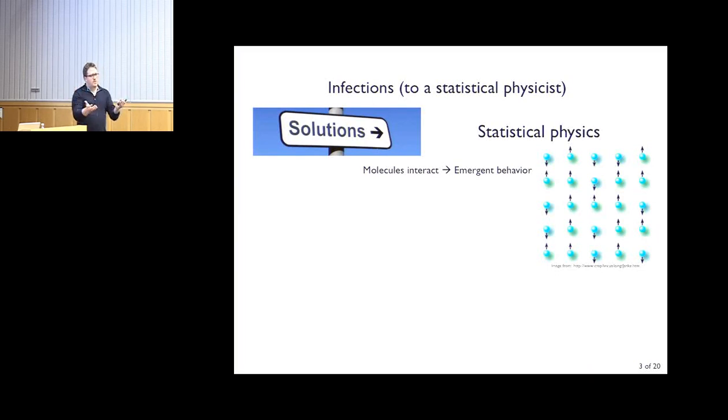When you put them all together, the behavior of the system as a whole is often very counterintuitive. It doesn't necessarily reflect the individual molecular or specific mechanisms at the microscopic level. You can see this emergent behavior, as it's called. I call it statistical physics, but there's a closely related field of complex systems in general where these types of questions are being addressed.